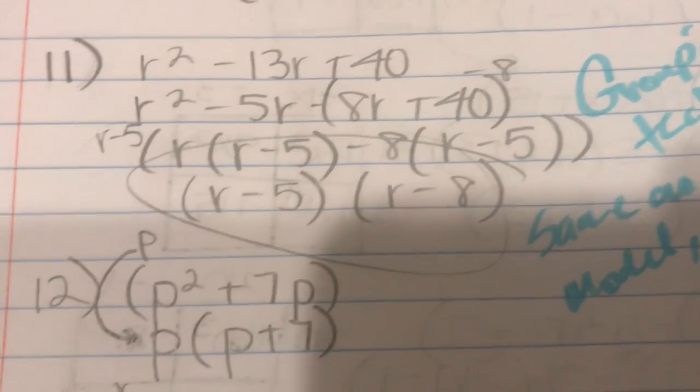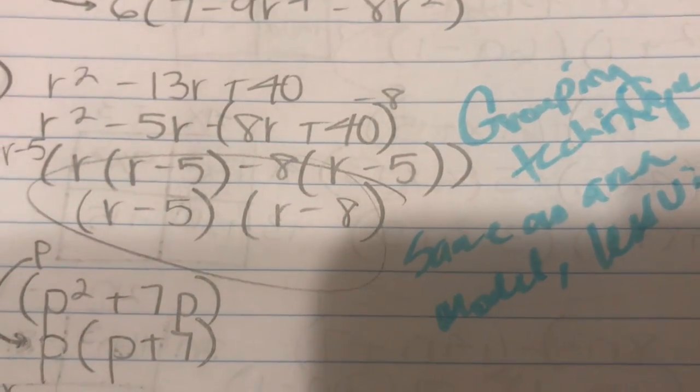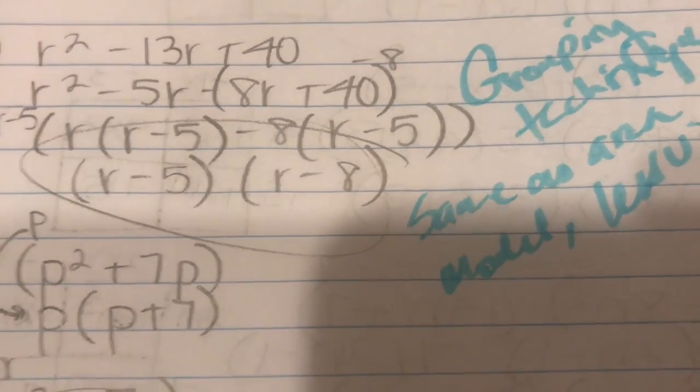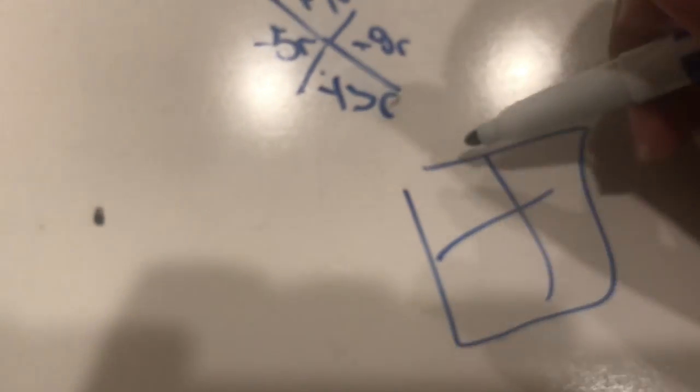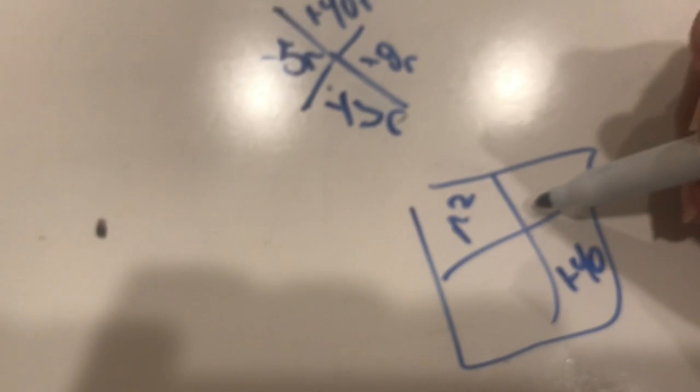This is how I learned how to factor. It's called factoring by grouping. And to be completely honest, it's exactly the same thing as using the area model. It's just that the area model is much more visual. We would have turned this into a square-ish looking thing that has r squared here plus 40 here. And then we would have taken our minus 5r and minus 8r. And so this is how we group them.